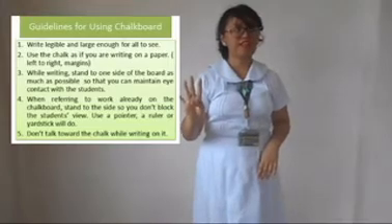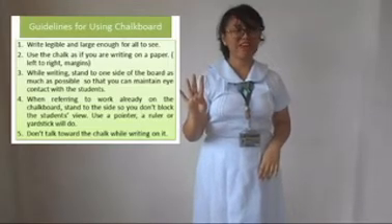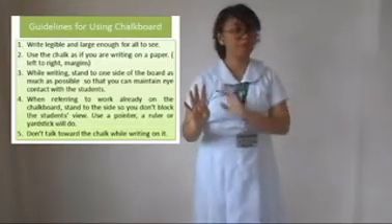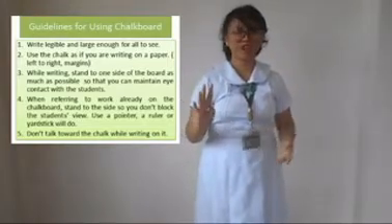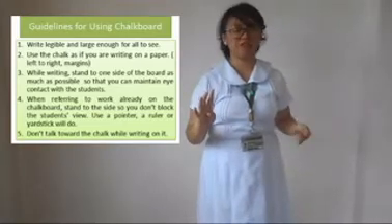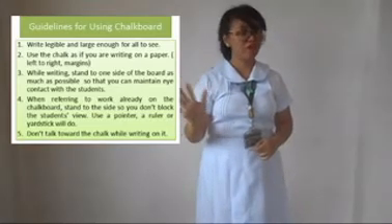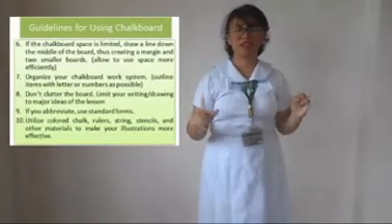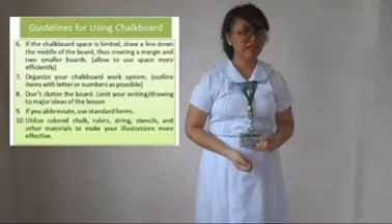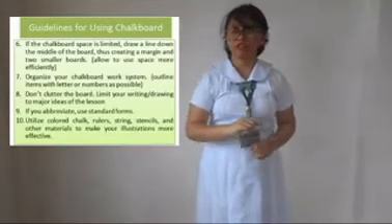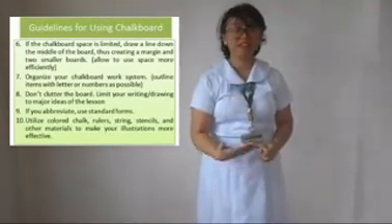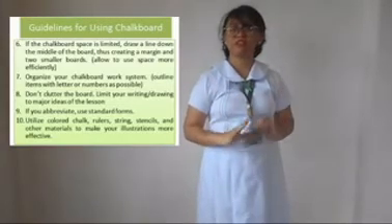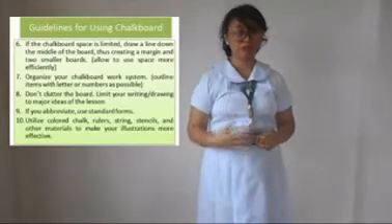Number 4, when referring to work already on the chalkboard, stand to the side so you don't block the students' view. Use a pointer; a ruler or yardstick will do. Number 5, don't talk toward the chalkboard while writing on it. Number 6, if the chalkboard space is limited, draw a line down the middle of the board, thus creating a margin and two smaller boards. This allows you to use space more efficiently.